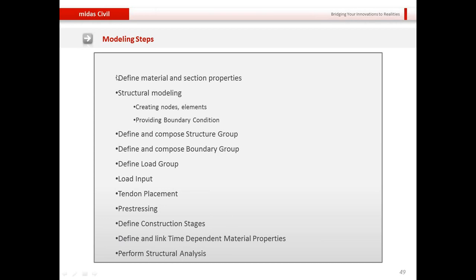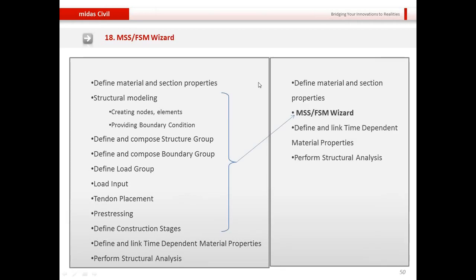So you can see that this is a simplified approach to construction stage analysis, and this can be further simplified by the use of wizards that are there in the software. All these steps can be summarized by Midas Civil wizards, where you can just define the material and section property, and the wizard will take care of the entire definition of structural model, defining groups, creating construction sequence, and entering tendons. All you need to do is then define the time dependent material link and then perform the analysis.